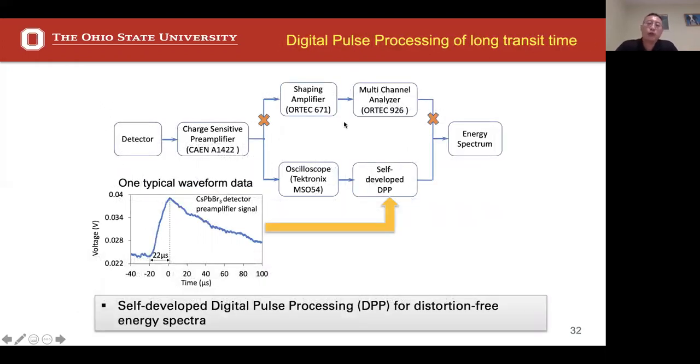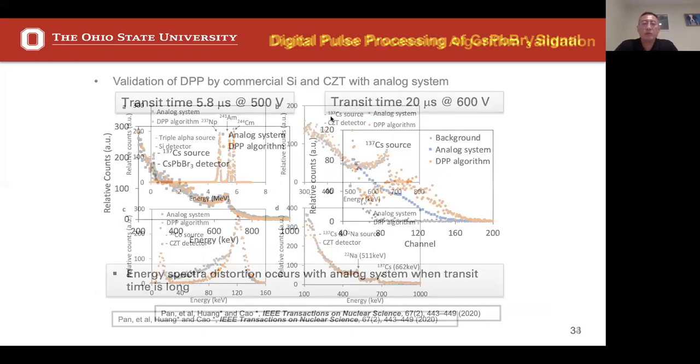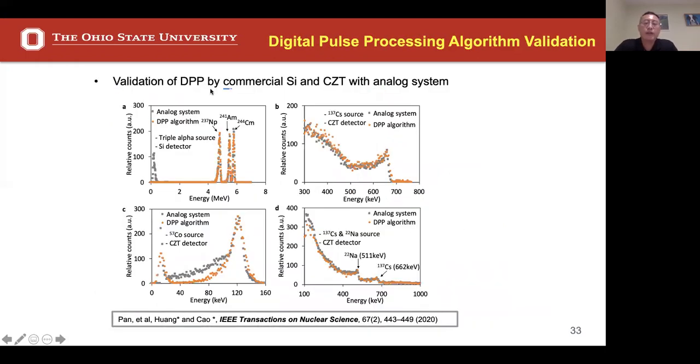So what we're showing here is we didn't do this analog analysis. We just got a waveform from this oscilloscope, and we just applied a DPP algorithm to it. And here is the demonstration, a validation of DPP by commercial silicon CZT with analog system. And you can see they're in quite good agreement, our algorithm compared to the analog system.